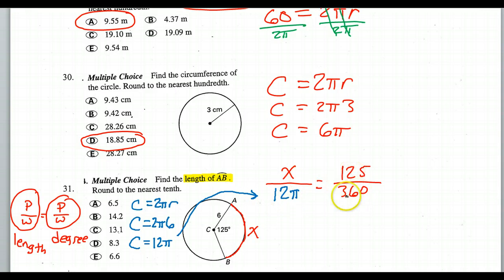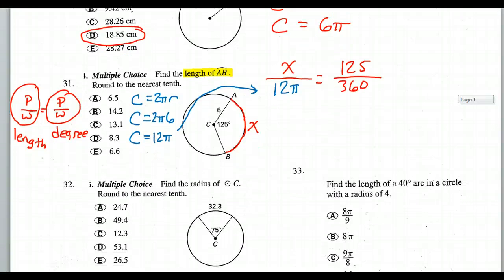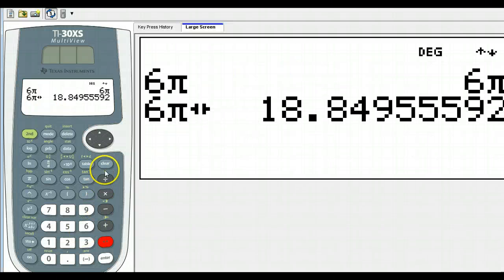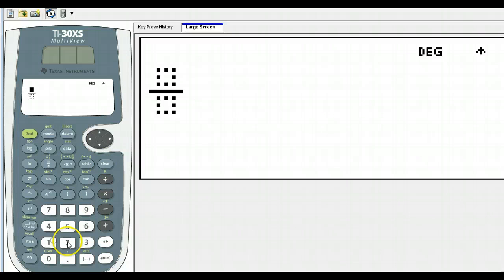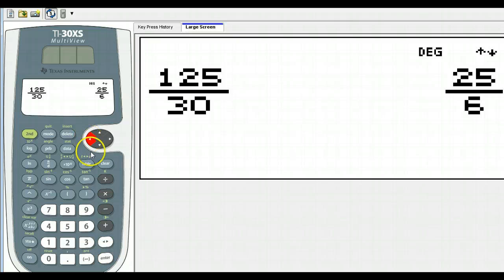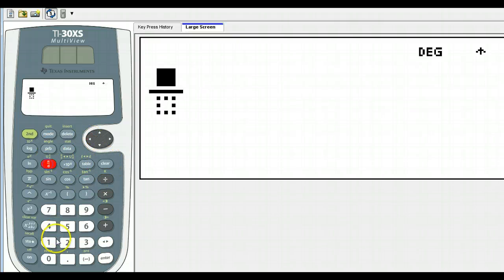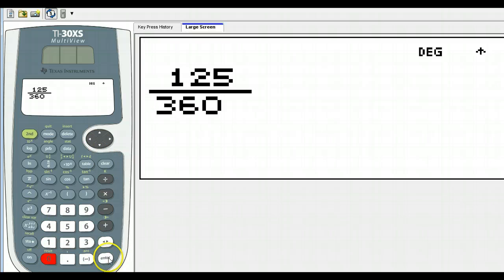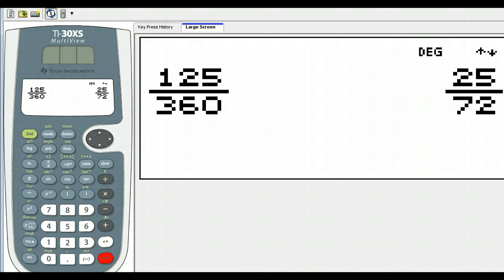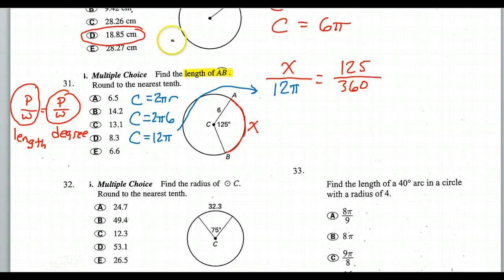So, partial degrees over the total degrees. Partial length over the whole length, the circumference. Now all I have to do is cross multiply, and that's going to find x for me. I highly recommend reducing this fraction first, 125 over 360, with the TI-30. It's easy. Just type it in. Whoops. I said it was easy, and then I messed it up. Okay, 125 over 360. That's 25 over 72. Let's go with that.